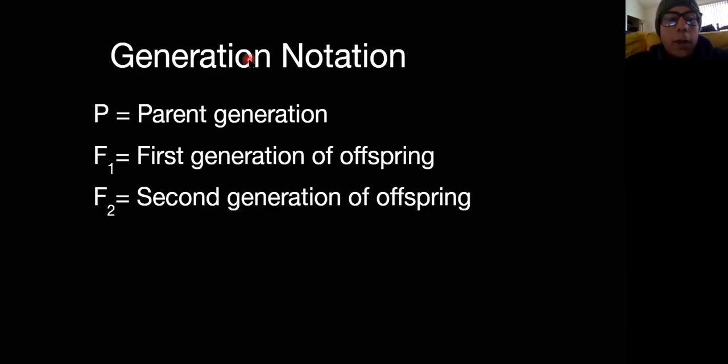Before we get into that, let's look at some general notation. The parent generation is denoted as P. The first offspring are called F1, and the second generation of offspring are F2. You could think of the P generation as the grandparents, the F1 as your parents, and F2 as you.